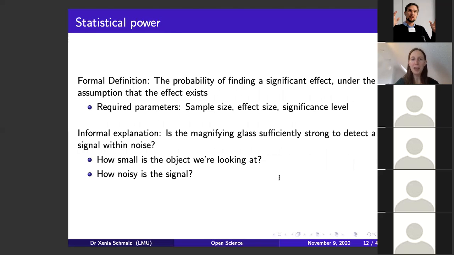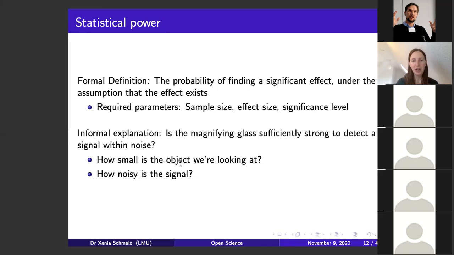So statistical power is something that is problematic, especially in conjunction with publication bias, and I really want to explain to you why. This is going to be the densest part of the workshop, so I hope I won't lose too many of you, but I think it's very important to make this very clear, and that will also really bring across the point, I think, why we need open science. So I will focus on the informal explanation of what statistical power is. For the formal explanation, you can look at the definition above.